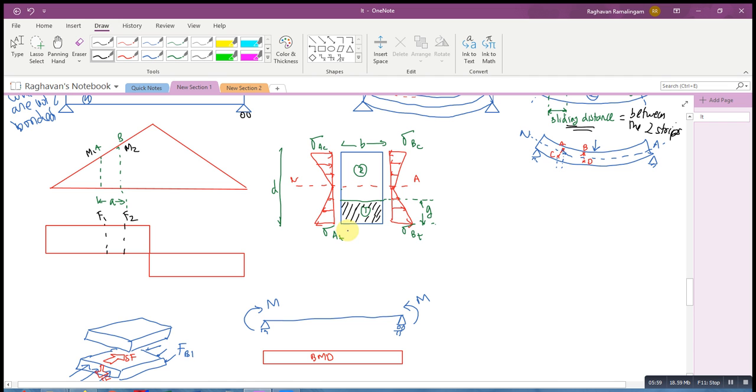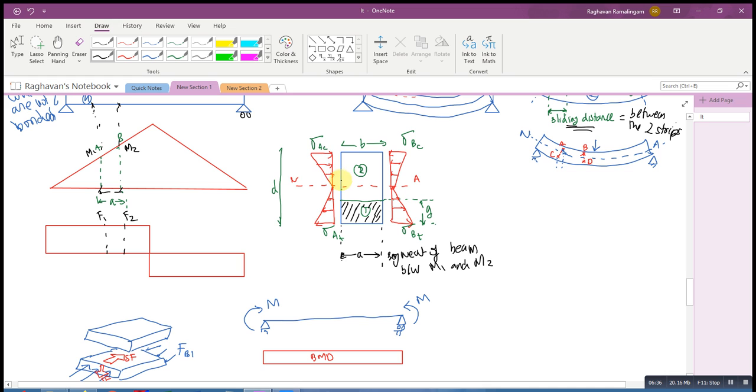And by the way, this is not the cross section. This is the part of the beam between these two parts. This is just a segment of the beam between A and B. So this is a segment of beam between moment points M1 and M2. It is the part of the beam lying between these 2 points.